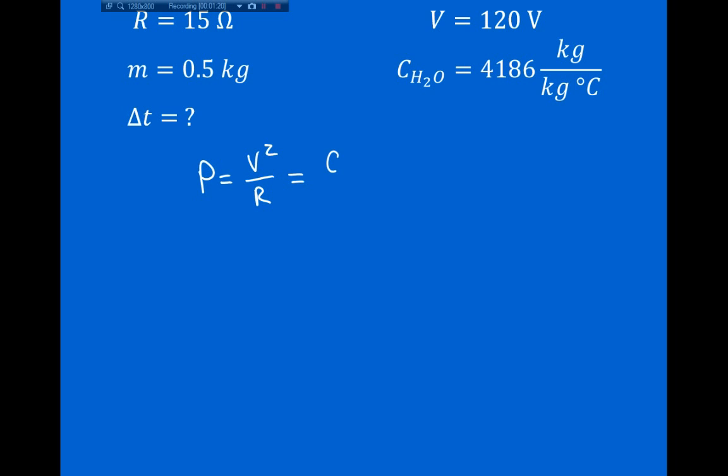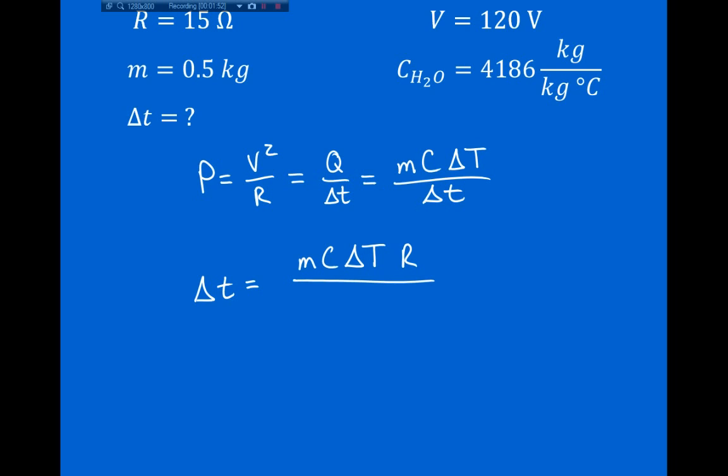Since this is equal to the rate that heat is being added to the cup of coffee, we should set this equal to the heat that's being added to the cup of coffee divided by delta t. And remember that the formula for the heat is equal to m times the specific heat times the change in temperature. So rearranging this to solve for delta t, we can see that delta t is going to be equal to the mass of the coffee times c times delta T, this is the change in temperature, and we're going to multiply that by the resistance of the heating element, and we'll divide it by the voltage squared. And if I plug all these numbers into a calculator, I can see that this is going to be equal to 190 seconds.